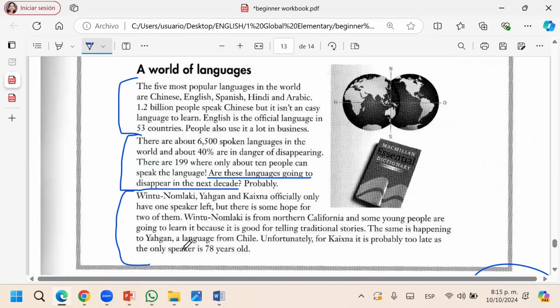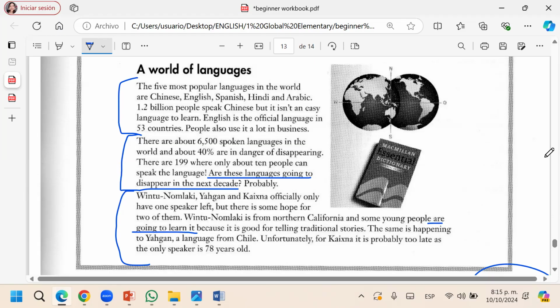Then here, the last. Wintunom laki, jagen, and Kaitsna officially only have one speaker left, but there is some hope for two of them. Wintunamlaki is from Northern California, and some young people are going to learn it because it is good for telling traditional stories. The same is happening to Jagan, a language from Chile. Unfortunately, for Kaitsna, it is probably too late, as the only speaker is 78 years old.